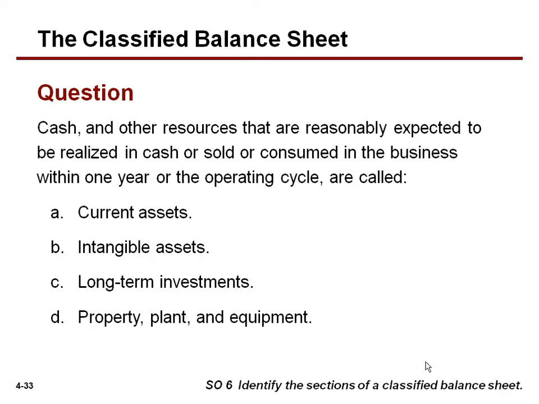Review question. Cash and other resources, assets, that are reasonably expected to be realized in cash or sold or consumed within the business within a 12-month period are called current assets.